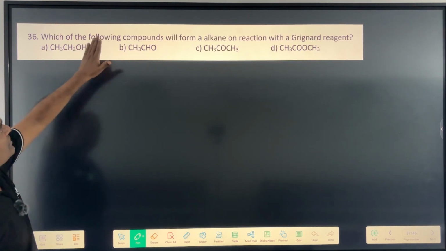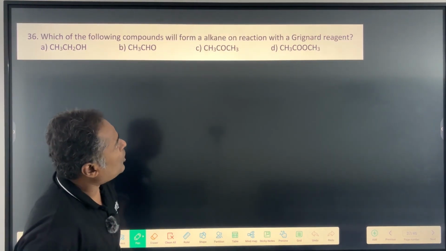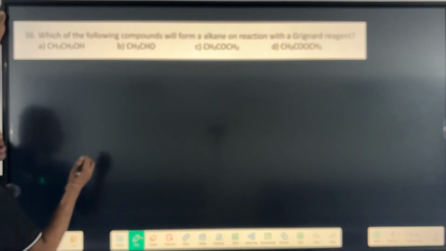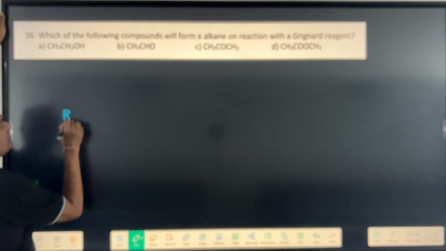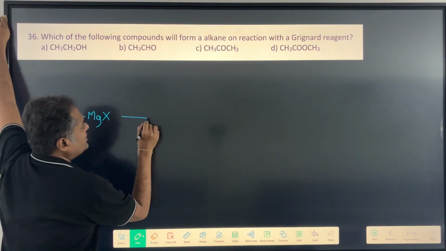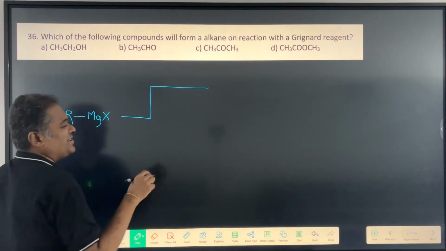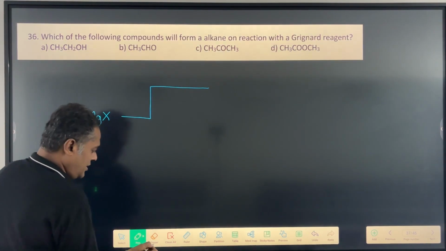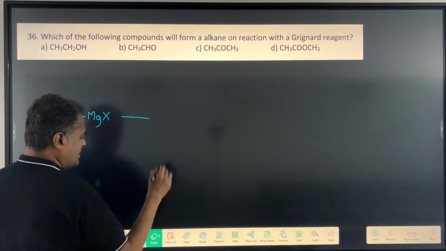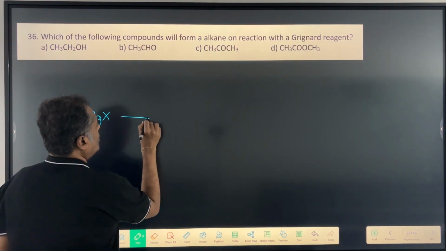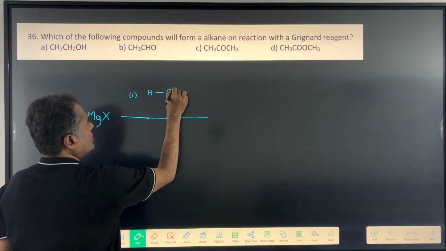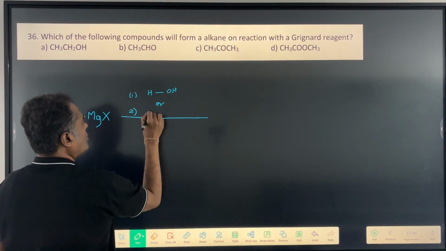Now, which of the following compounds will form alkanes on reaction with Grignard reagent? Now, child, this is one of the very common questions which I had told you long back, that whenever you have a Grignard reagent RMgX, and if it has been treated with a solvent or a compound which contains an acidic hydrogen, like water, or alcohol.